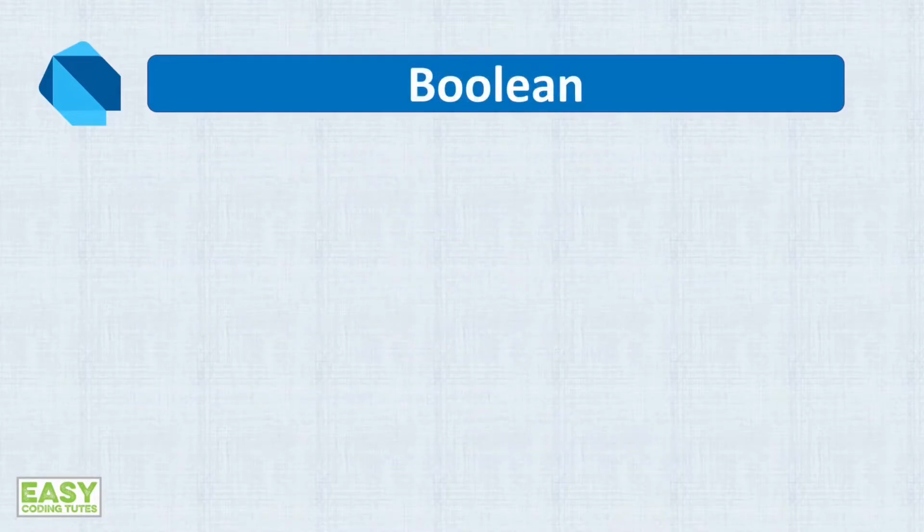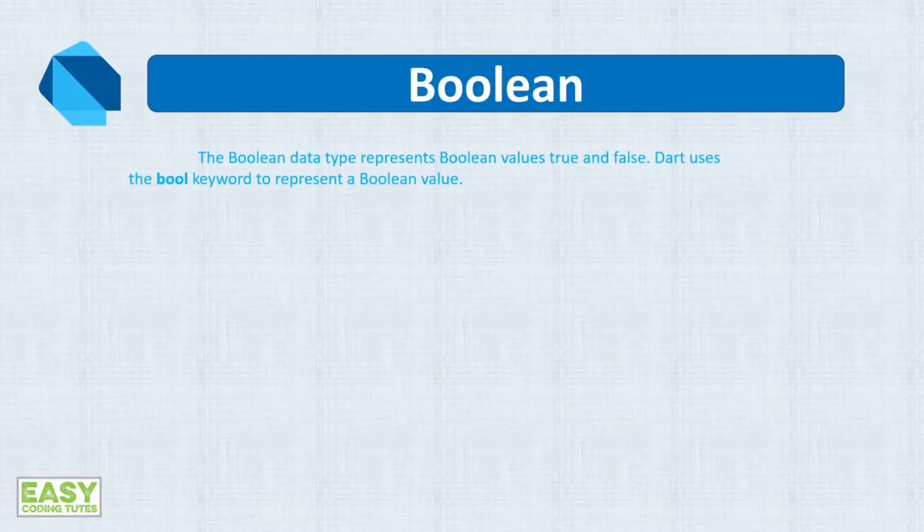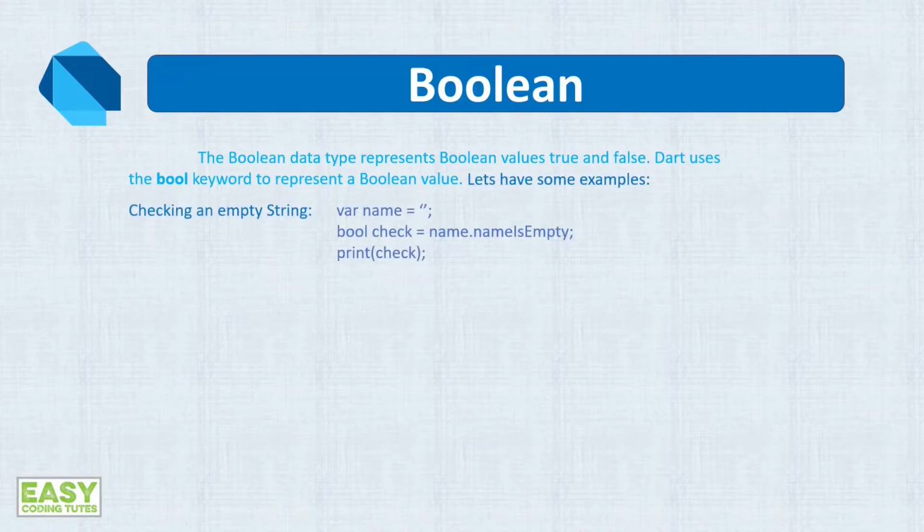The next is Boolean. The Boolean data type represents Boolean values, true and false. Dart uses the bool keyword to represent a Boolean value. Let's have some examples. Checking an empty string, where name is equal to an empty single-quoted string. Then we have a bool data type, the name of the variable is check, and we are checking name.isEmpty. isEmpty is a property of string, so it returns true or false. So if the name is empty, it will return true, otherwise it will return false.